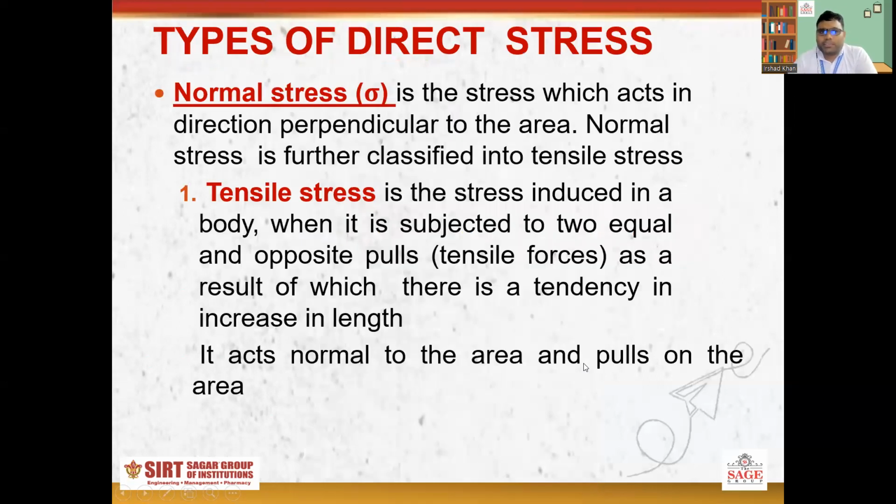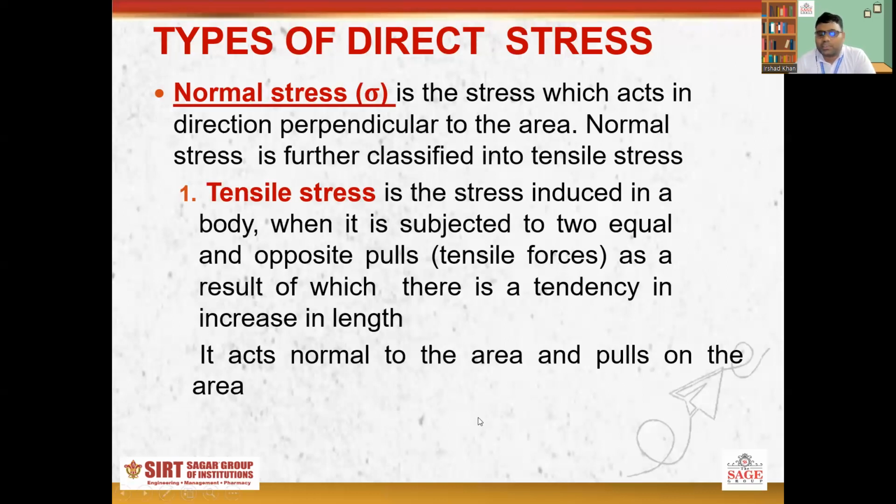Types of direct stress: normal stress is the stress which acts directly perpendicular to the area. Normal stress is further classified as tensile stress and compressive stress. Tensile stress is induced in a body when it is subjected to two equal and opposite pull forces. As a result, there is a tendency for the length to increase. That's simple; in the last slide I made you understand.